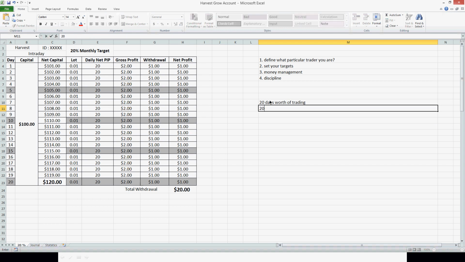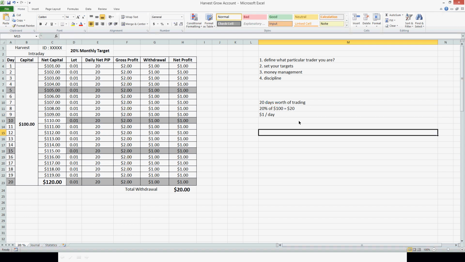Okay, all right, 20% of $100 equals $20. So for 20 days, in reality, you should be earning $1 a day. I'm pretty sure that most of you traders out there would be able to do this. But it all depends on the fourth aspect and the third aspect, which is money management and discipline.